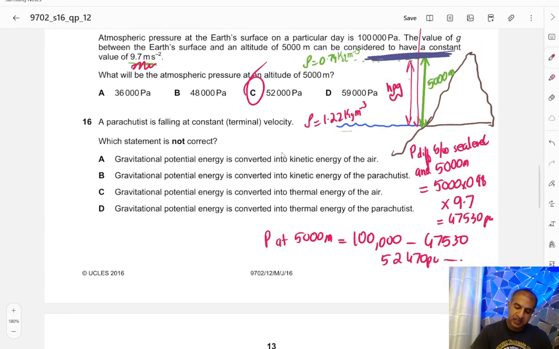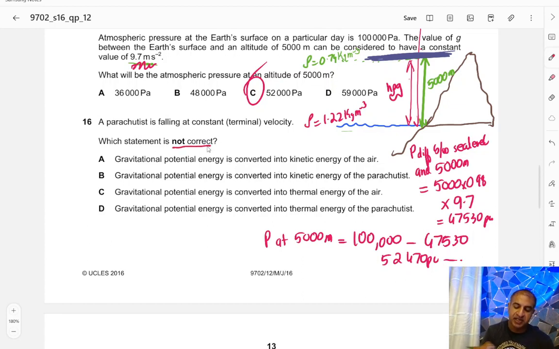A parachutist is at a constant terminal velocity. This statement is not correct. With terminal velocity, the velocity is definitely not increasing, so there won't be any gain in kinetic energy anymore. Gravitational potential energy is falling, so it must be decreasing. But there won't be any increase in kinetic energy because we are at constant speed.